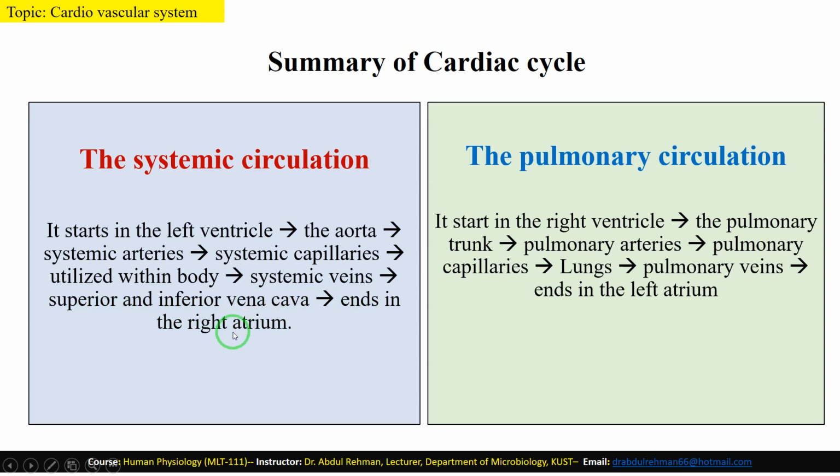After this, the systemic veins collect deoxygenated blood and bring it back through the superior and inferior vena cava to the right atrium. Similarly, the pulmonary circulation starts in the right ventricle. From the right ventricle, the blood is allowed to pass into the pulmonary trunk, pulmonary arteries, and then pulmonary capillaries. After this, the blood reaches the lungs, where exchange of gases and removal of waste materials take place, and from the lung through the pulmonary vein, the oxygenated blood is passed into the left side of the heart, that is called the left atrium. So this is the summary of the cardiac cycle.